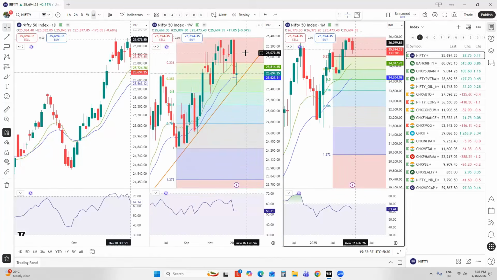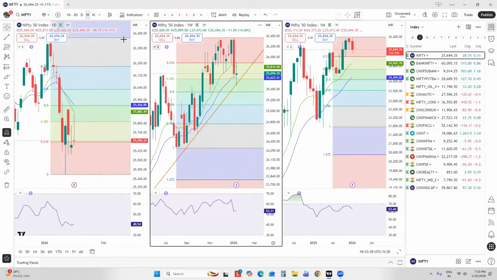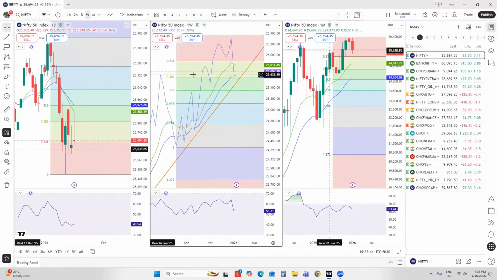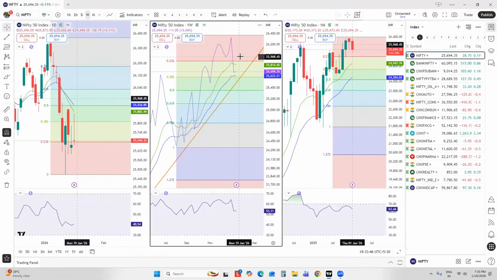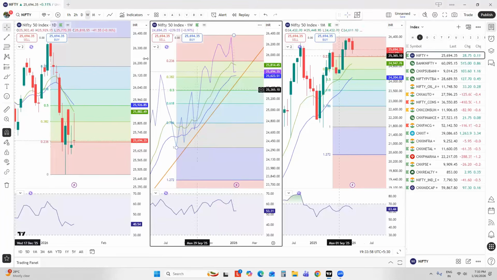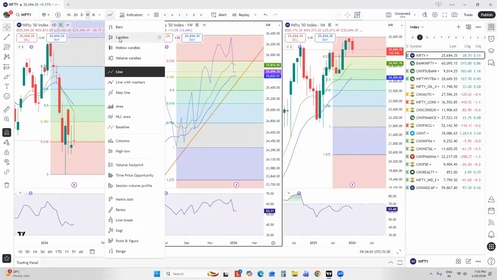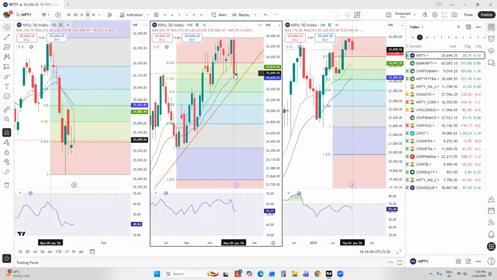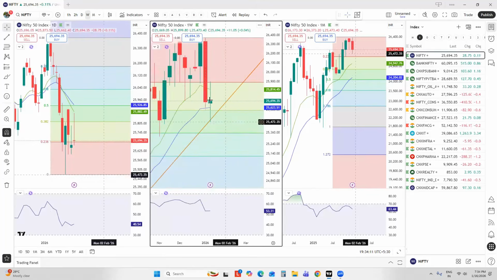Now if I come to the middle time frame, which is the weekly, and if I try to convert this time frame from candlesticks to a line chart, we do have a higher high in price and a slightly lower high in RSI. So this is a negative divergence. And immediately after this higher high in price, the candle which was made here was a big red candle. This is certainly not good. And after that, we have a high wave candle.